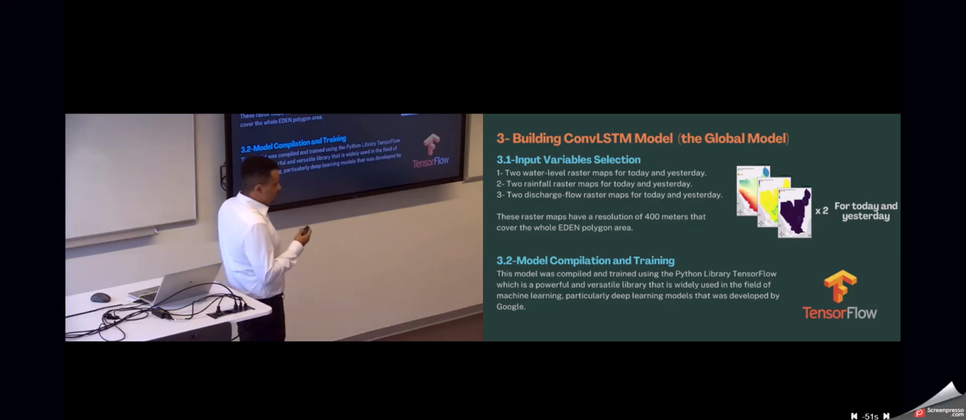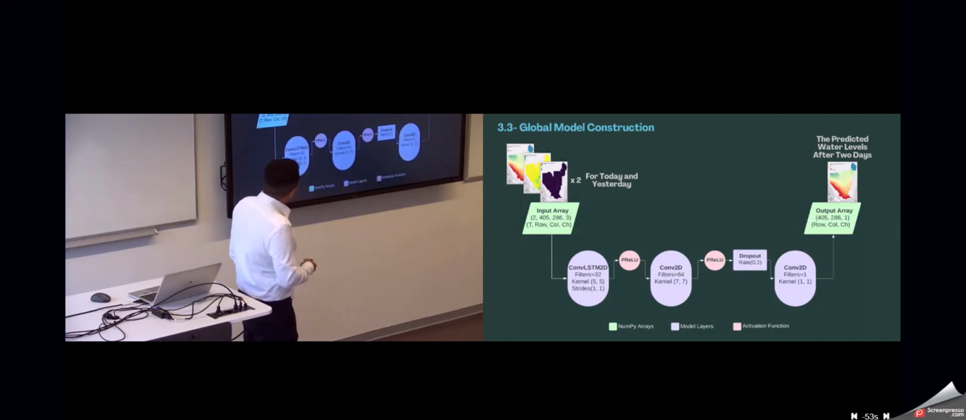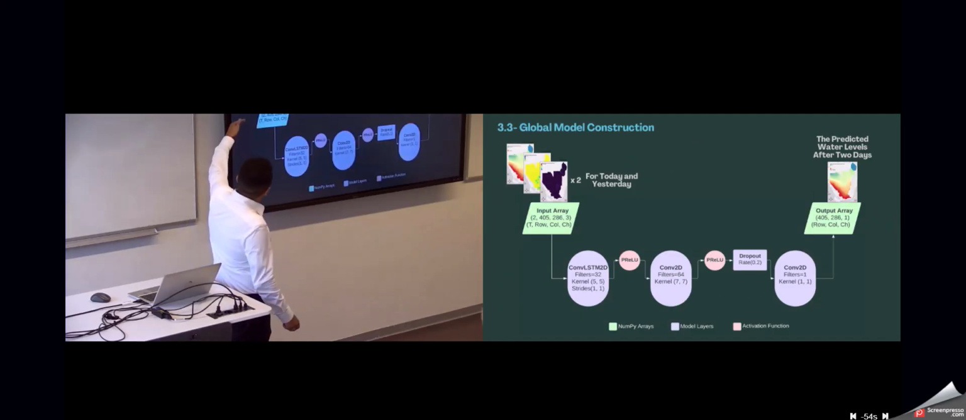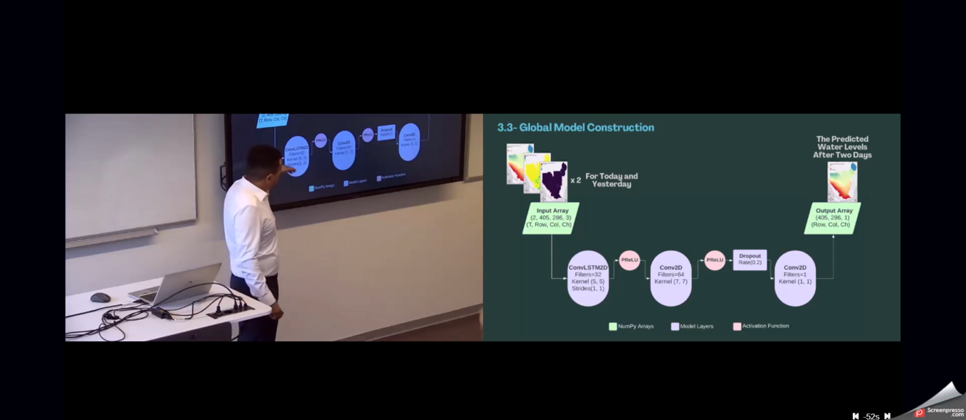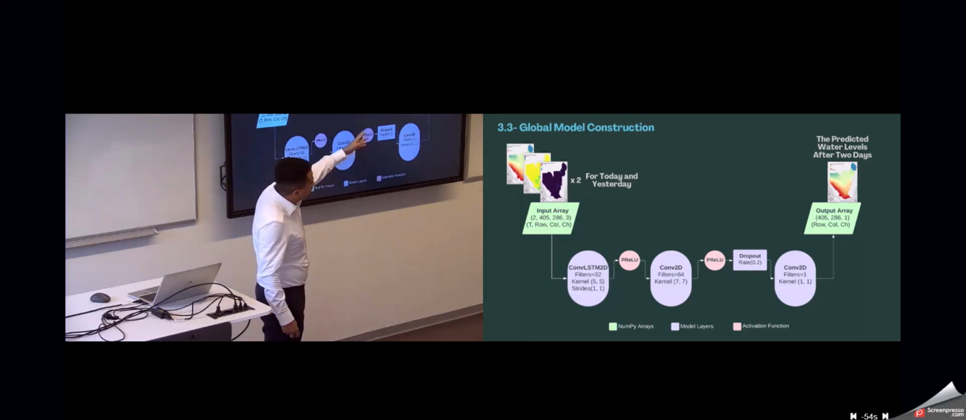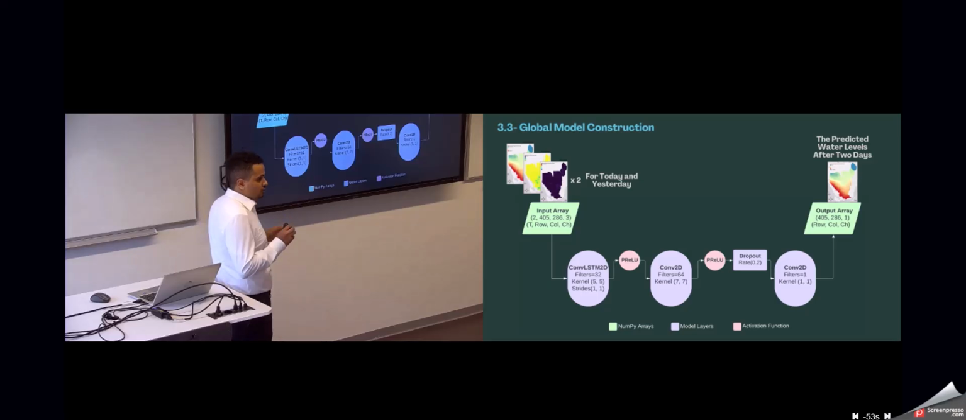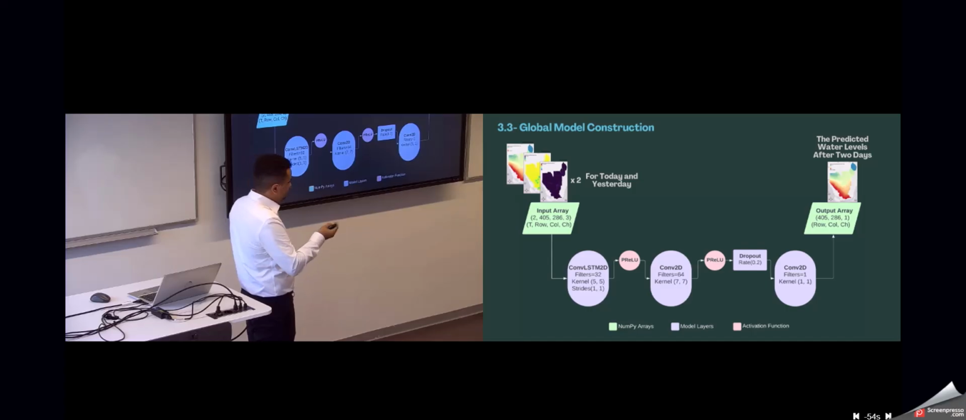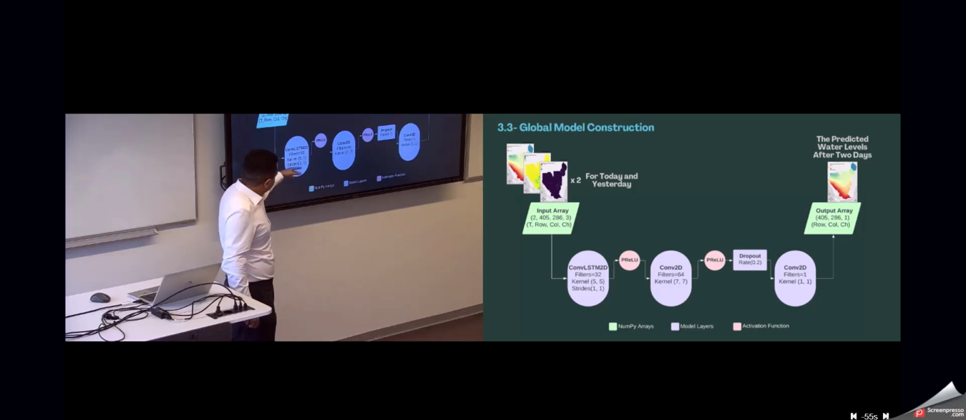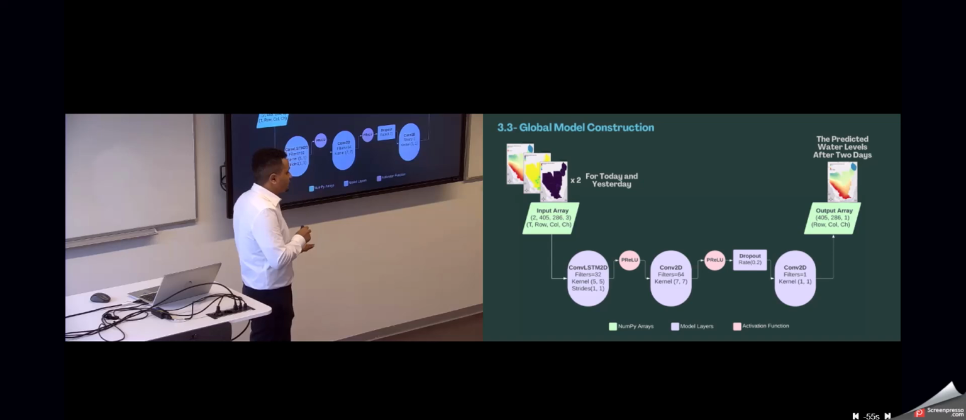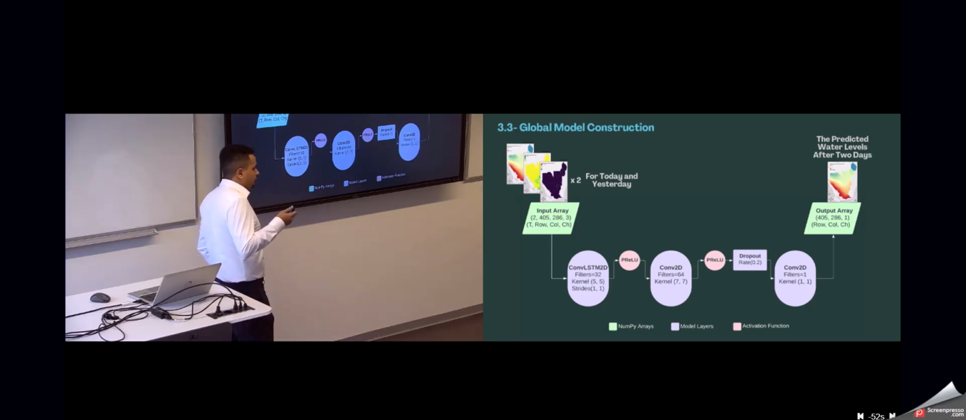This model was trained and compiled using a Python library called TensorFlow, which is developed by Google to deal with machine learning models. So here we have the model construction. Here we have the input data, which are 6 raster maps. And then we go to the layers of the model. We have 1 convolutional LSTM layer and 2 convolutional layers. And the output of the model is also a raster map that has a resolution of 400 meters and has the predicted water level after 2 days. The values of the number of filters, kernel, and so on were chosen after running an optimization algorithm using Python.